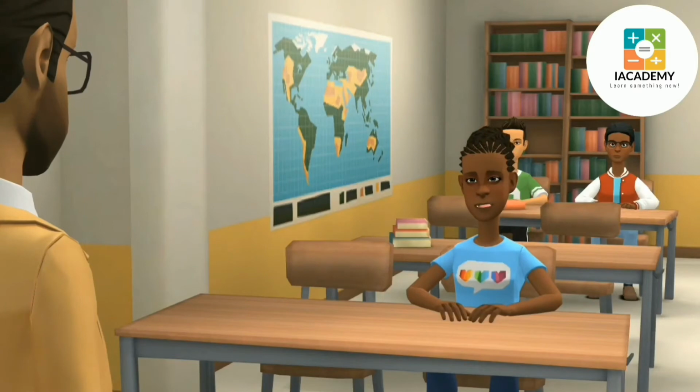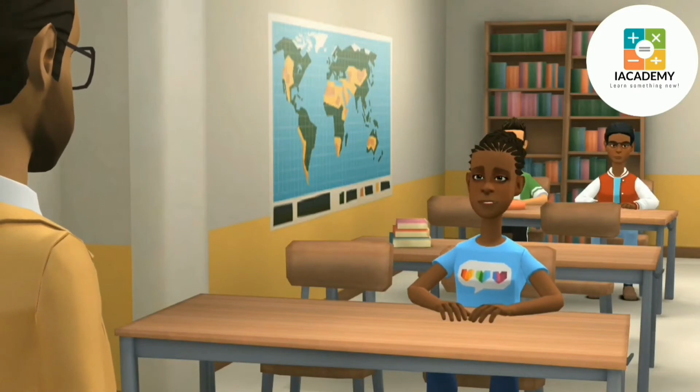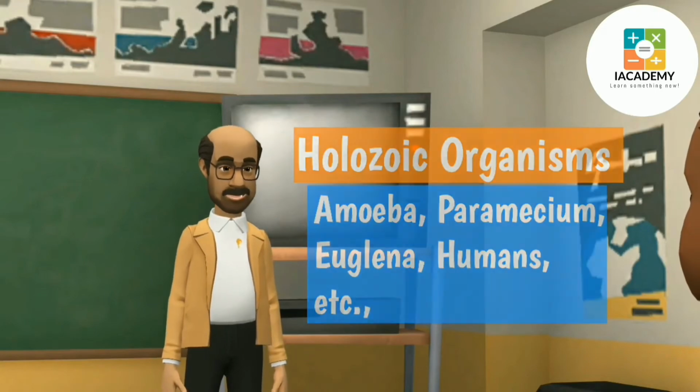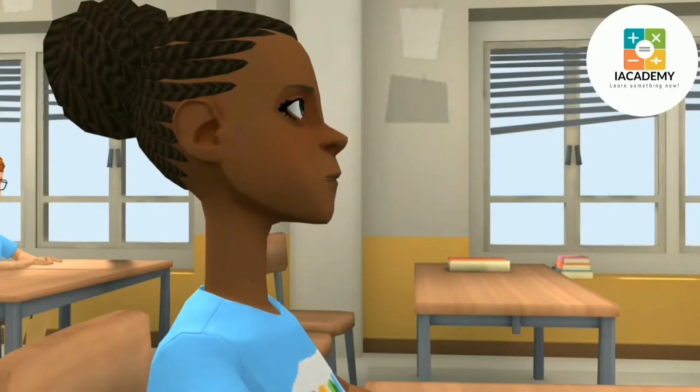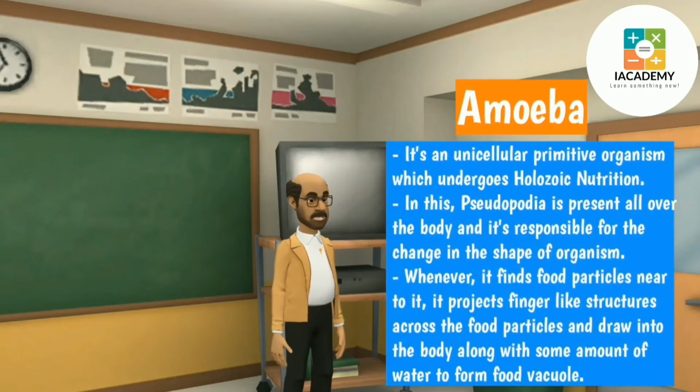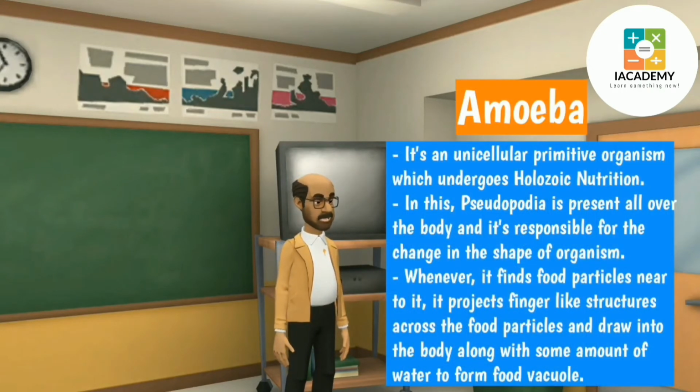In which organisms does this nutrition take place? Amoeba, Paramecium, humans, etc. How does nutrition take place in amoeba? Actually, amoeba is a unicellular, primitive organism which undergoes holozoic nutrition.